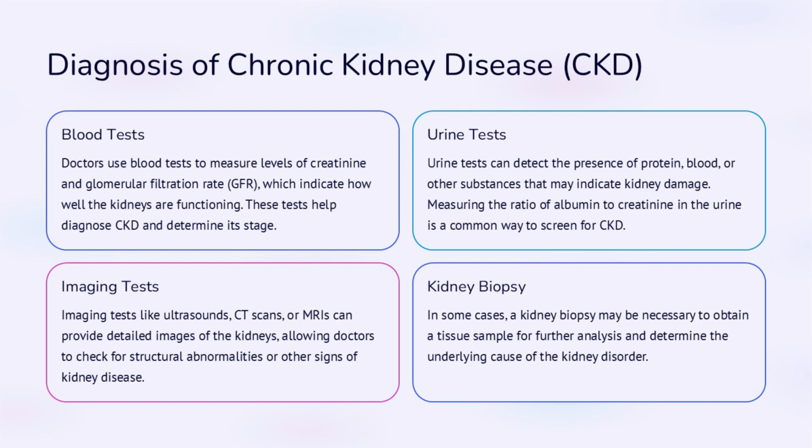Urine tests to detect protein, blood, or other substances that may signal kidney damage. Imaging tests like ultrasounds, CT scans, or MRIs to check for structural abnormalities in the kidneys. In some cases, a kidney biopsy may be needed to obtain a tissue sample and determine the underlying cause of the kidney disorder. These tests help doctors diagnose CKD and understand the extent of the kidney damage, which is crucial for developing an appropriate treatment plan.